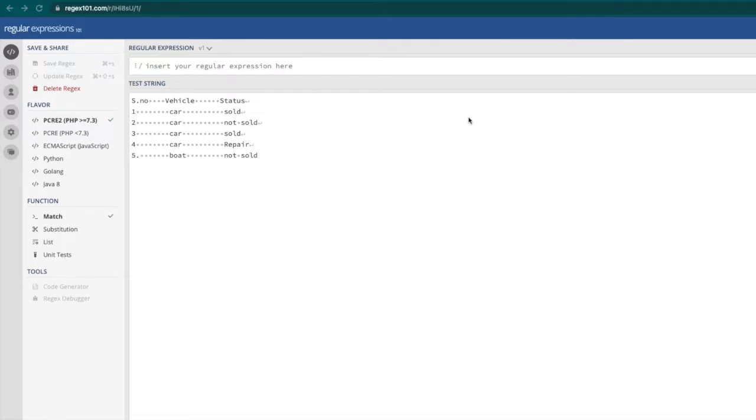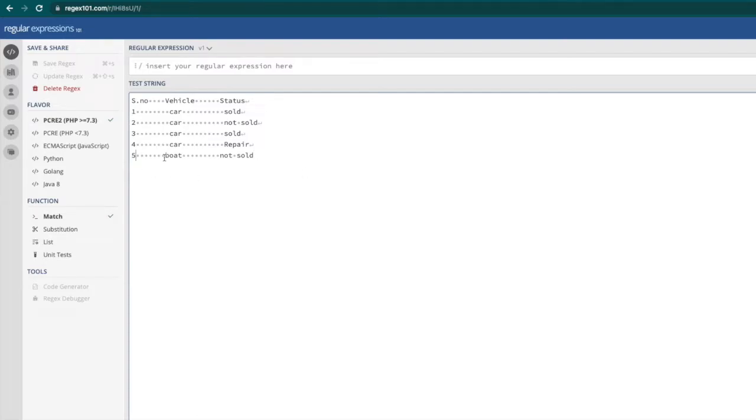Now the negative look ahead. So the objective of the negative look ahead is to only match what you want if there is not something you don't want in the future of the string. And let's apply it to this example. As usual, an example is much better than some theoretical explanation.